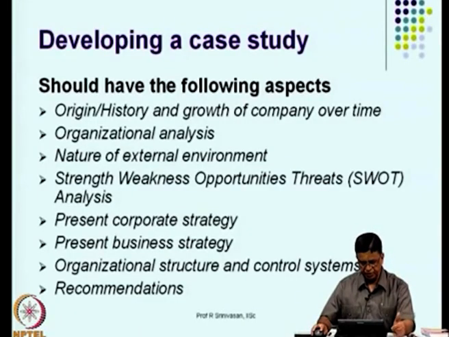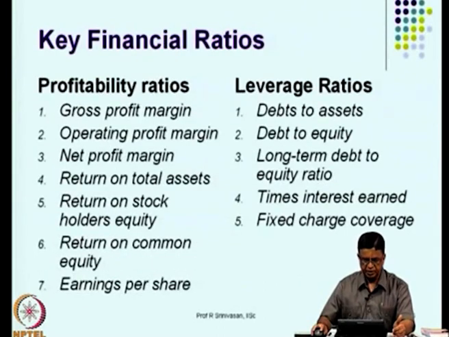So, going through the company, then we looked at what are the key financial ratios we should consider, that is the profitability ratios. In that we look at 7 ratios: gross profit margin, operating profit margin, net profit margin, then the return on total assets, then the return on stockholders' equity, then the return on common equity, then the earnings per share.